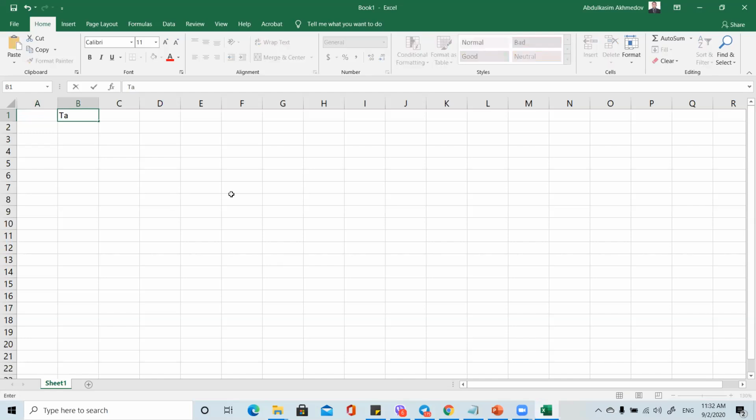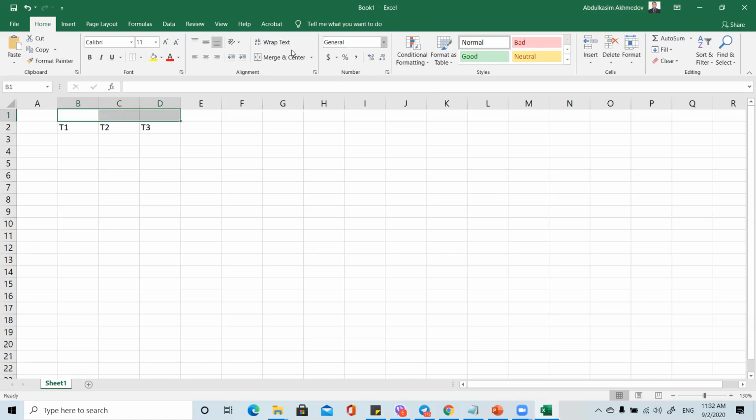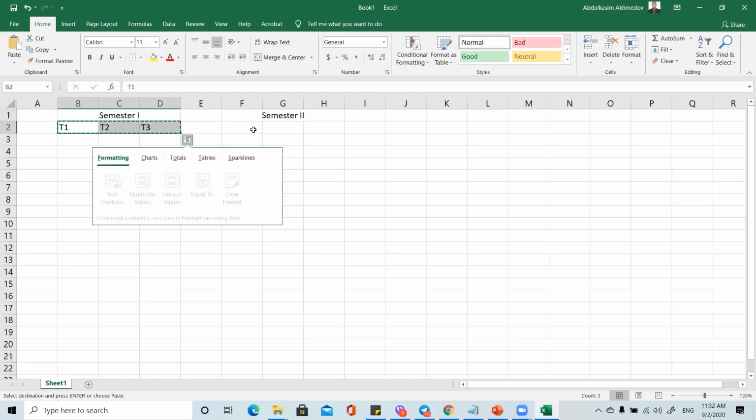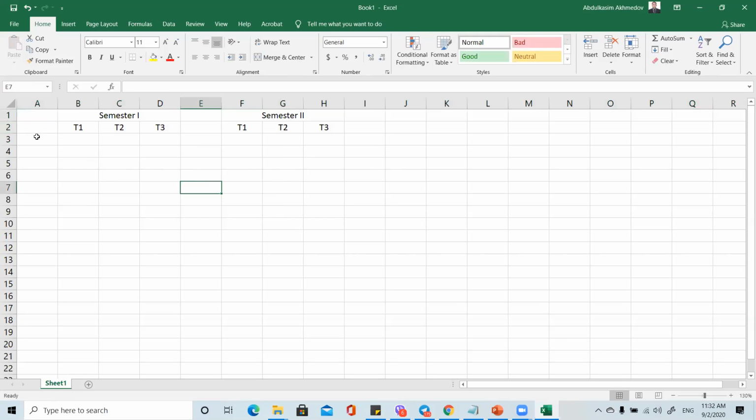here we have test 1 and test 2 and test 3 of the first term. This one is semester 1, and here we have semester 2, right? And also here we have test 1, test 2, and test 3. Okay, here we have 3 students. Let's say we have A, B, C, and D. Let's say 4 students. And also center this. Okay, these are the students.